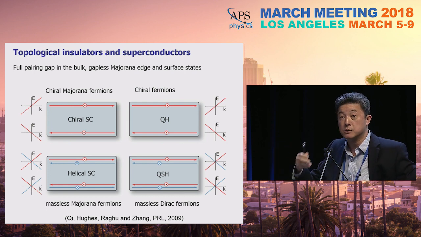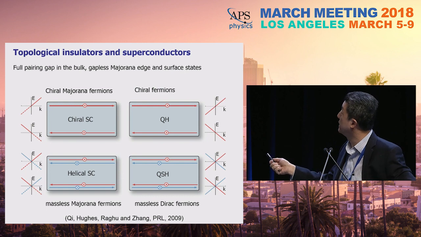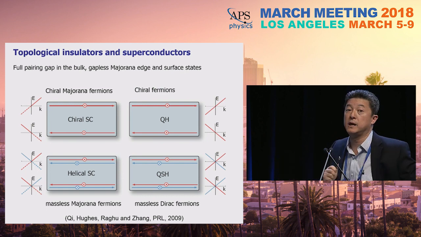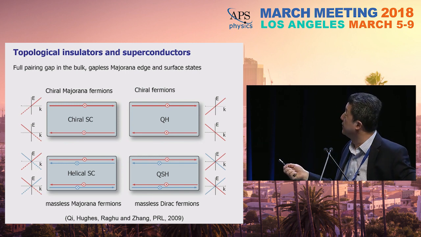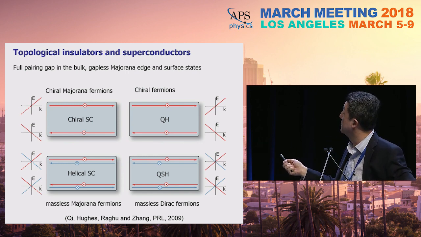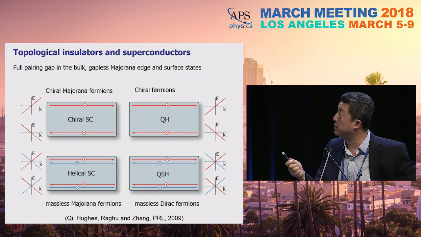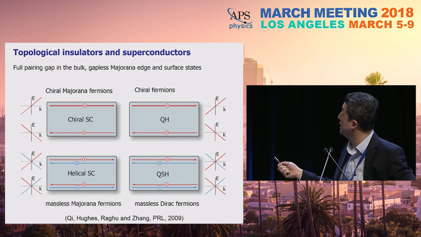P plus ip would also break time reversal symmetry, but then it will also have a chiral fermion, which propagates only in one direction. The only difference between this state and that state is that this is a superconducting state that does not conserve particle number. It only conserves particle number modulo 2. And therefore, this can be a Chiral Majorana Fermion.